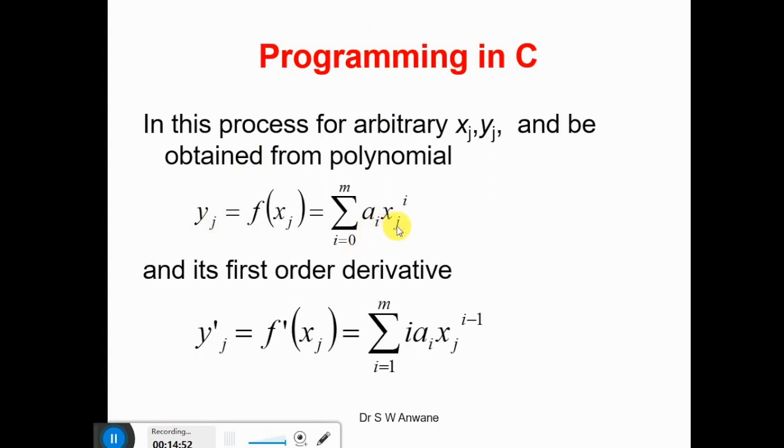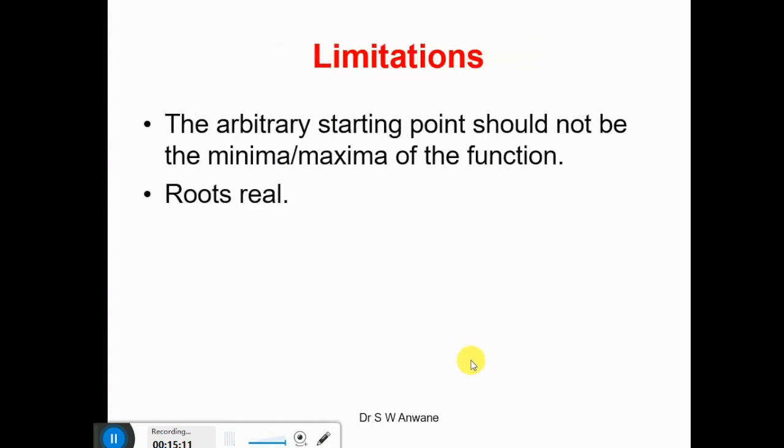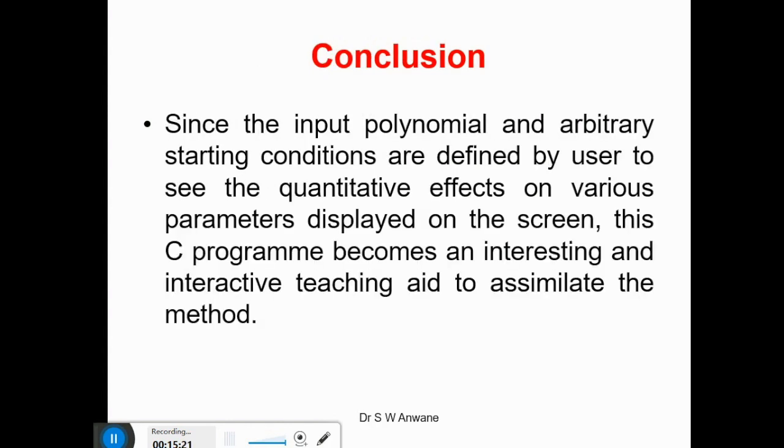jth term. Its first order derivative: for a function raised to n, we write n into function to the power n minus 1. So y dash will be i times ai x to the power i minus 1 for the jth term. We can find out roots of the polynomial if they are real, and if they are complex, we cannot work that out.